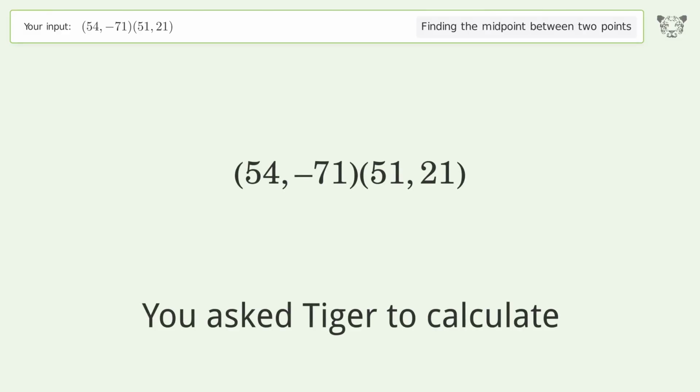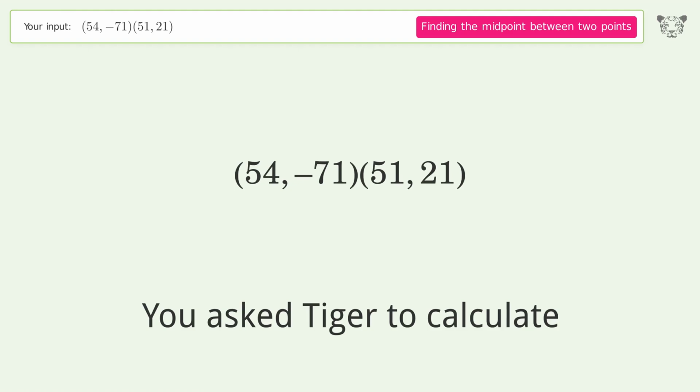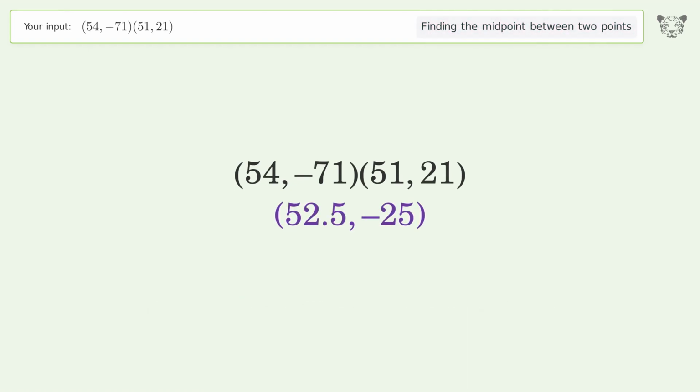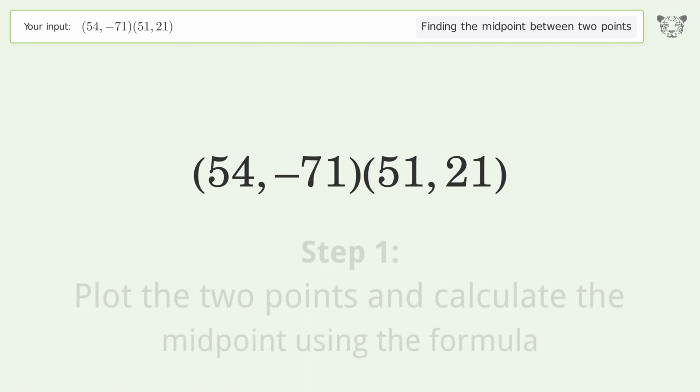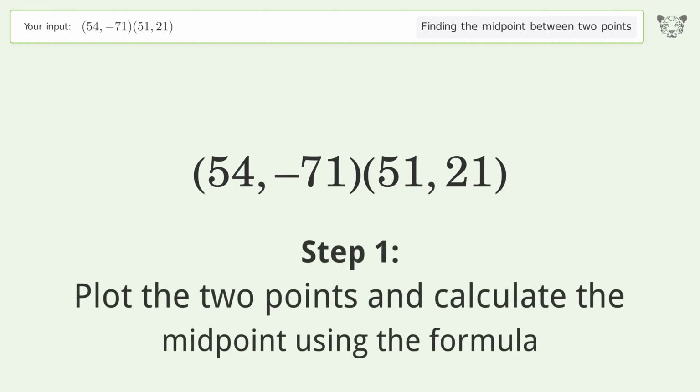You ask Tiger to calculate. This deals with finding the midpoint between 2 points. The midpoint between the 2 points is 52.5, -25. Let's solve it step by step. Plot the 2 points and calculate the midpoint using the formula.